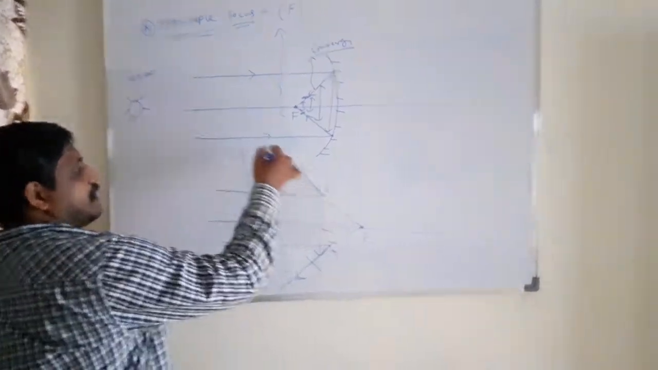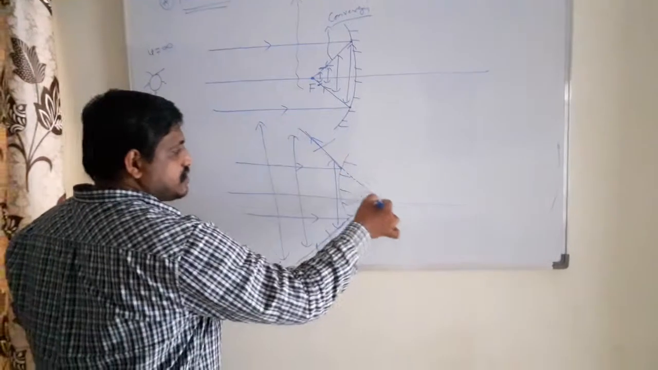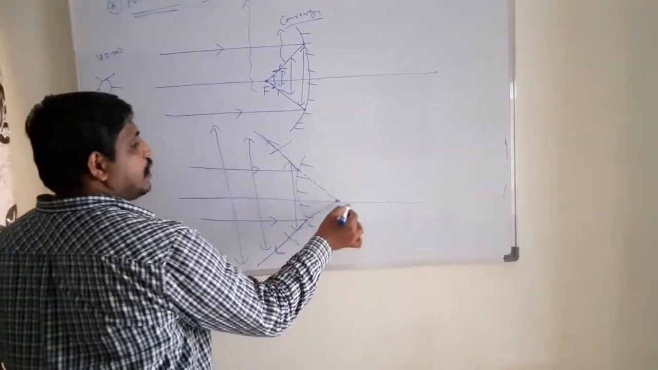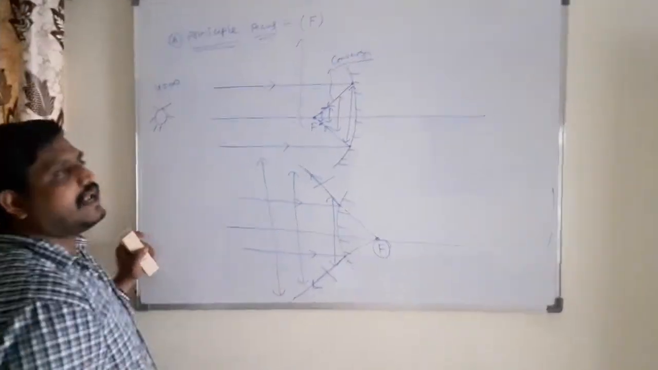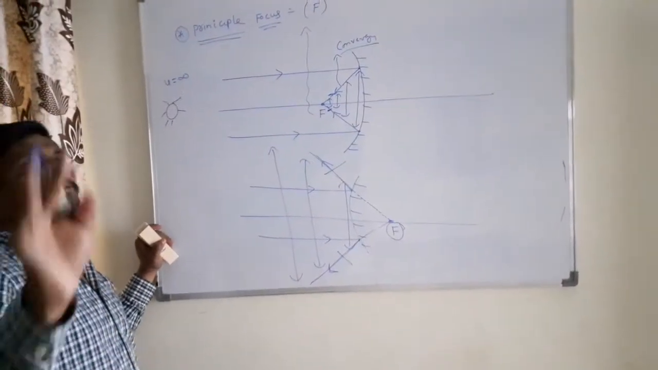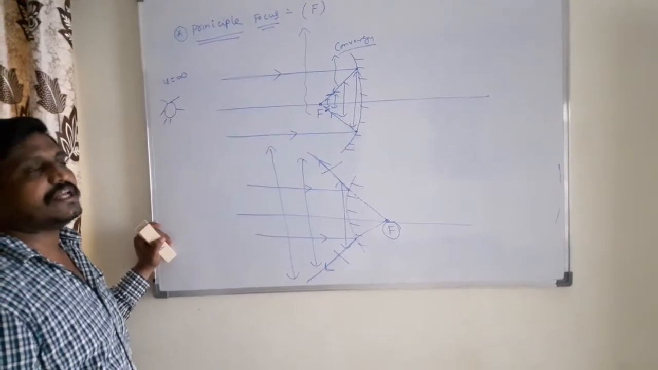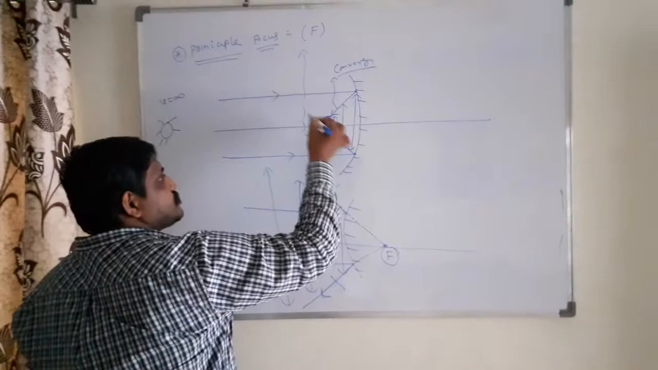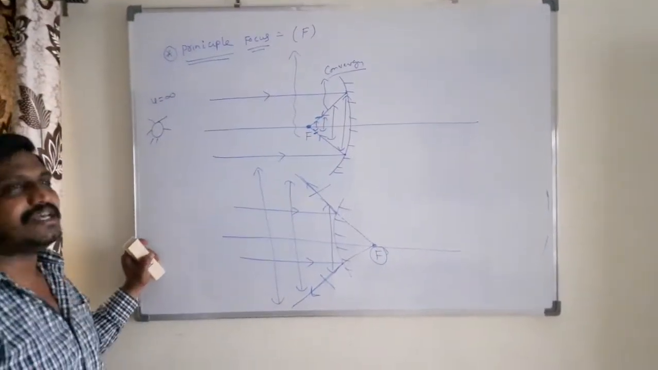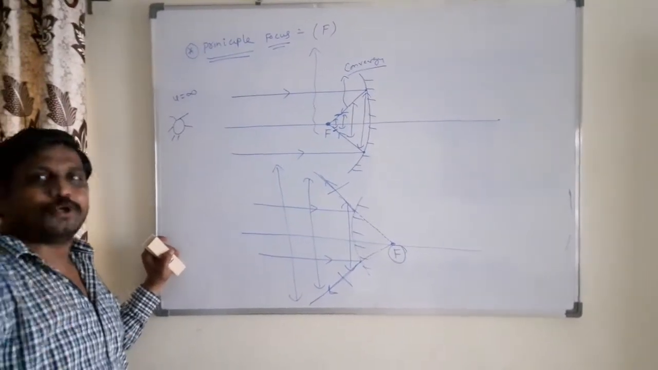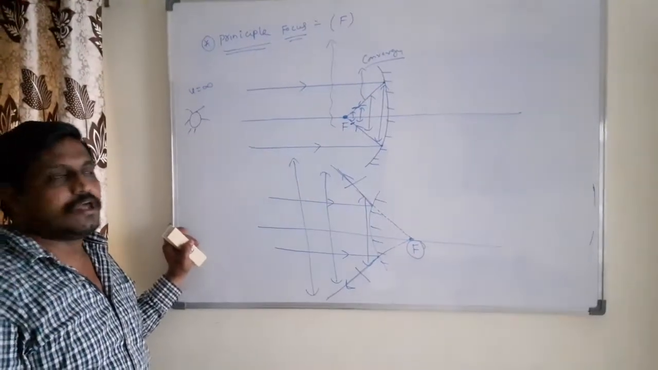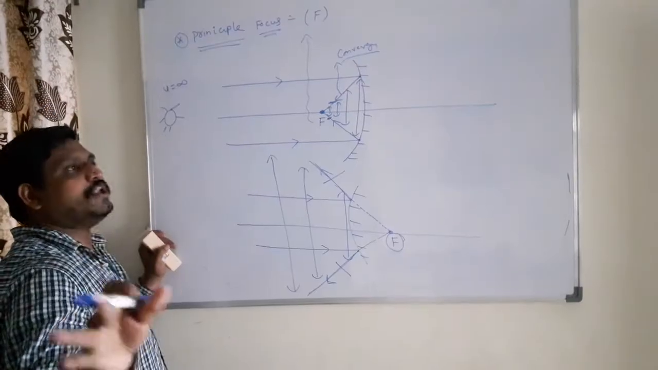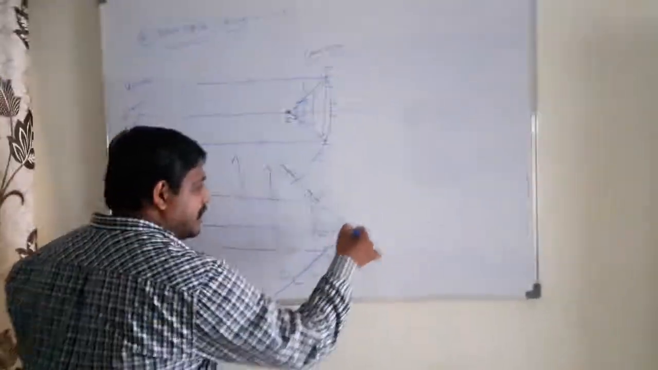Here these are reflected rays. This is an extended line only, an assumed line. Extended lines give a virtual image. Where real lines meet, the image is called a real image. A concave mirror always produces a real image, and a convex mirror produces a virtual image, because these are extended lines only.